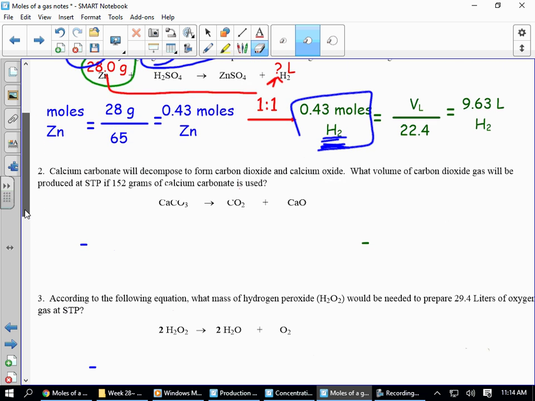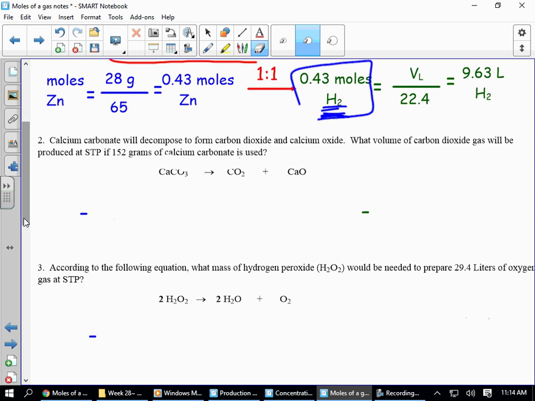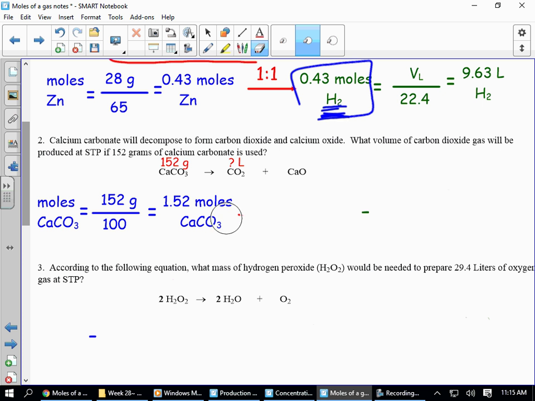For number 2, I'd say pause it, balance it, and answer the question. Number 2, calcium carbonate will decompose to form carbon dioxide and calcium oxide. What is the volume of carbon dioxide gas that will be produced at STP if I have 152 grams of calcium carbonate? Again, I can find moles of calcium carbonate. I'm going to take the mass divided by the formula weight: 1 calcium, 1 carbon, and 3 oxygens. When you do that math, you get 1.25 moles of CaCO3.